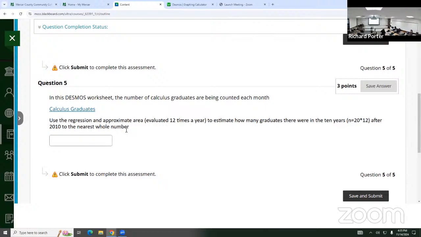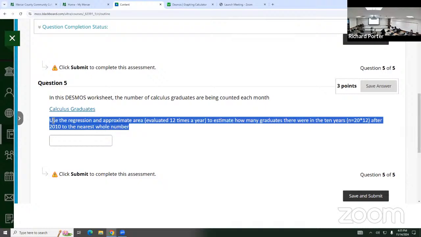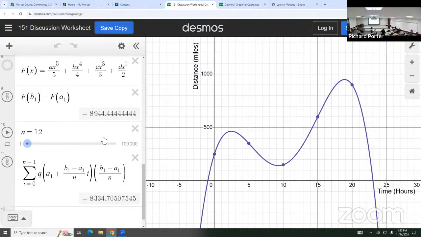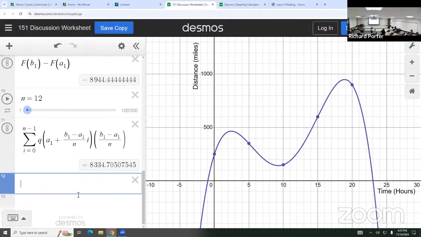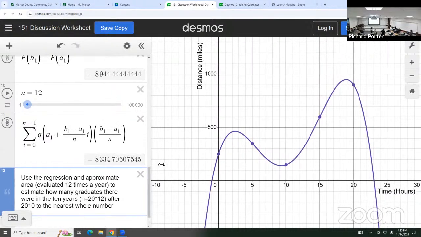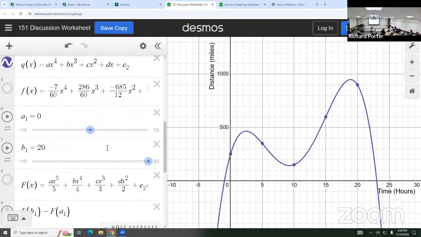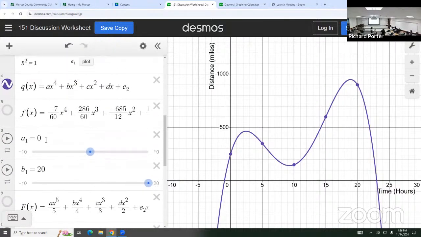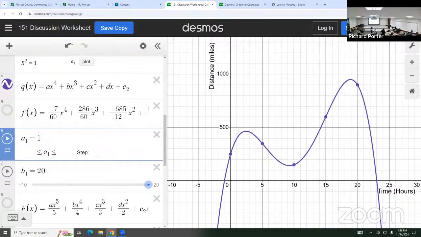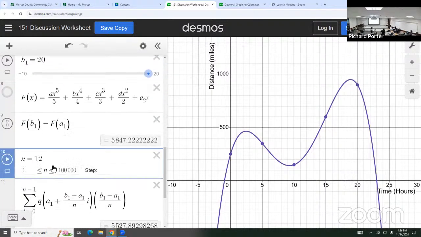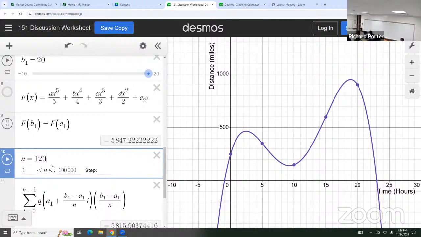So let's just write this down on our decimal sheet. I really like this question too, because it's tricky, but not hard. Use the regression to approximate the area under the curve. So I need the area. Look, all the formulas are here. But I have to go between 2010 and 10 years later. So I'm going to start at 2010 and end at 2020. And how many times a year am I doing it? So it's 10 years times 12. So the number of rectangles I want to do is 120.